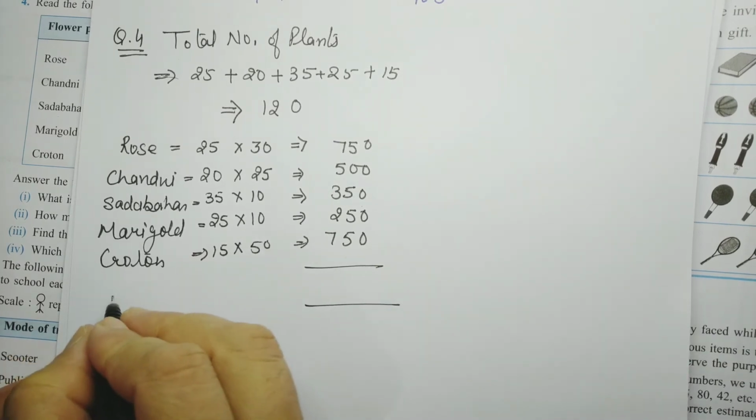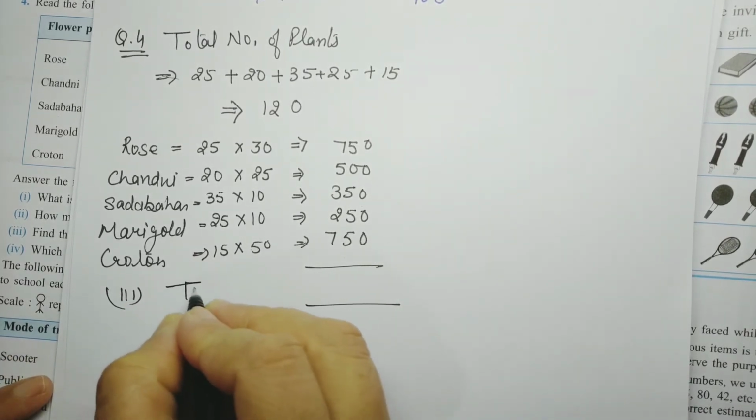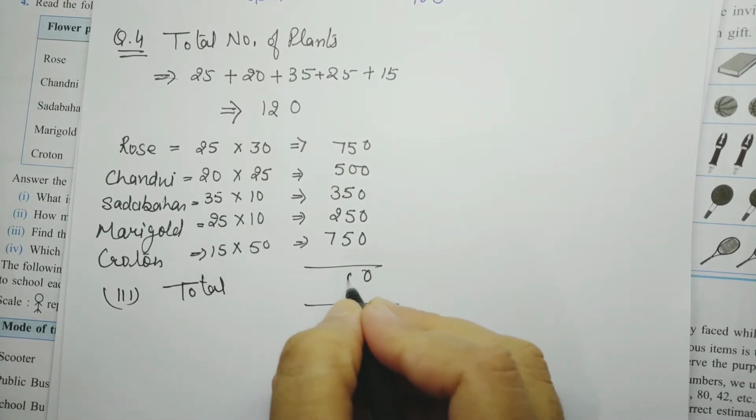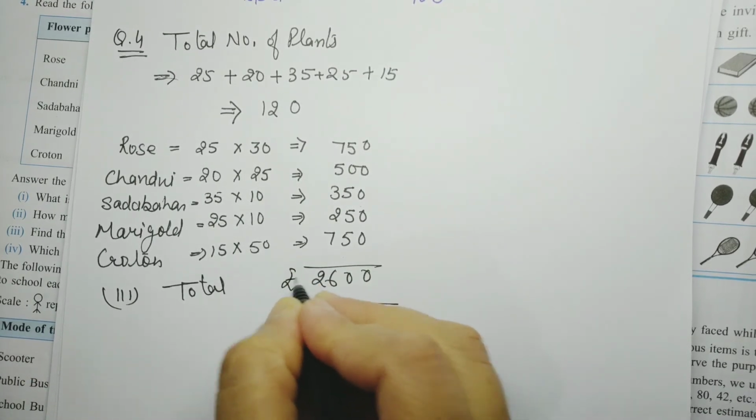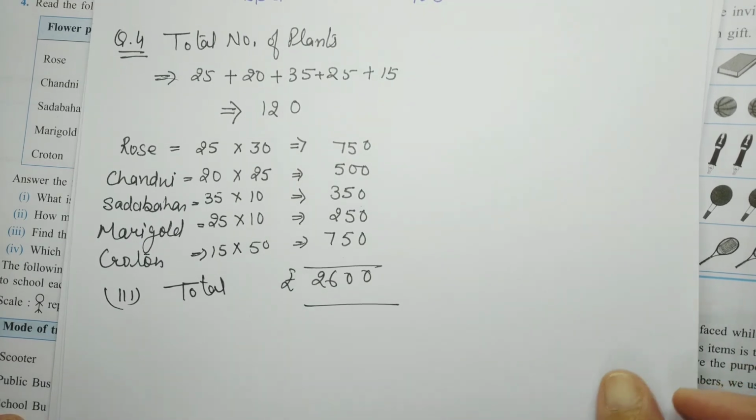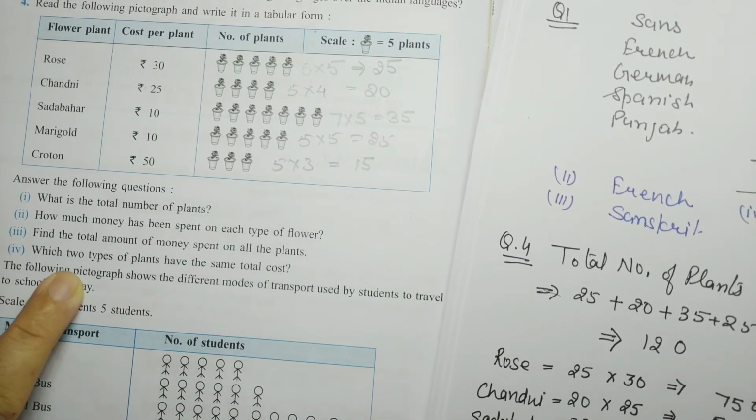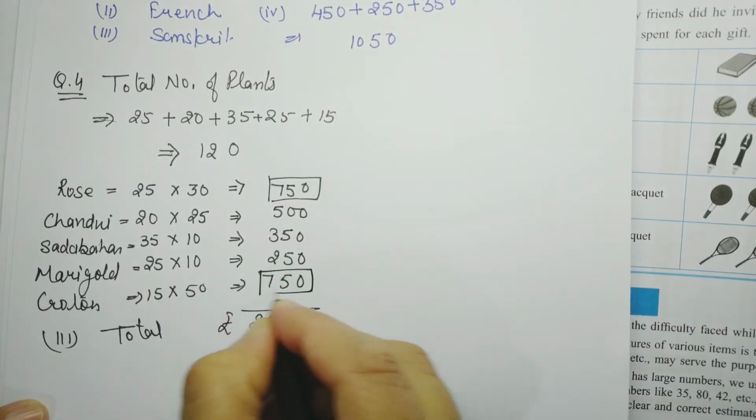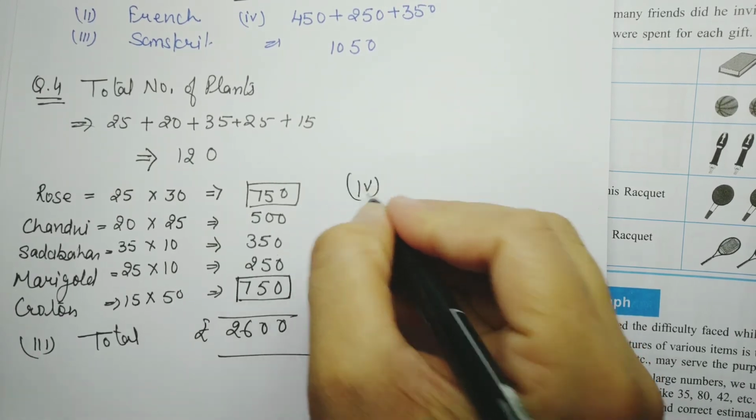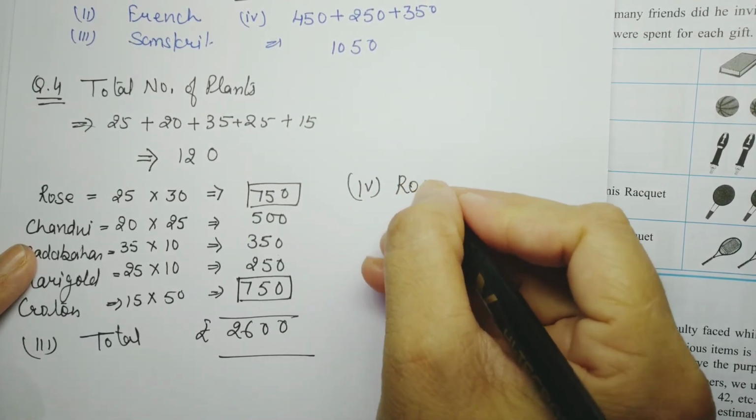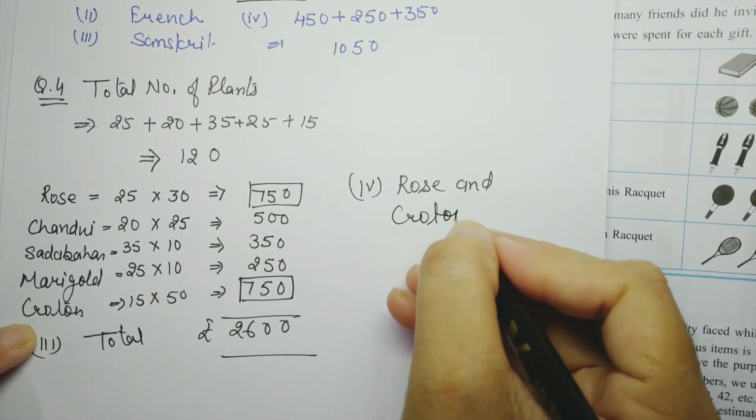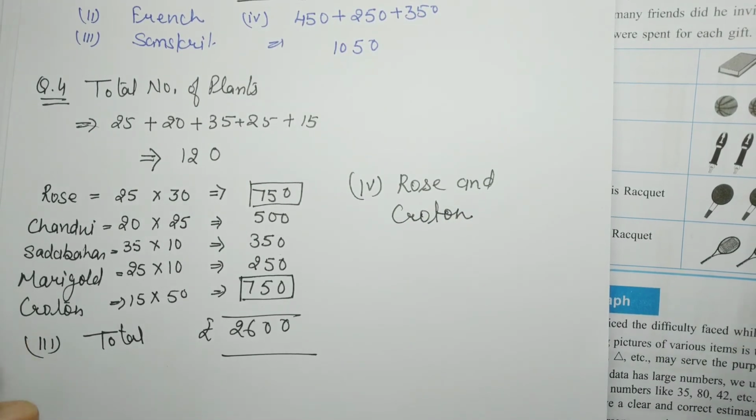To give the answer of the third point, the total money spent on all plants, when we add these, we get 2600. So total money spent overall is 2600. Fourth question, which two types of plants have the same total cost? So the same total cost is here 750 and 750. So the fourth question answer is rose and keratin. These two plants have the same cost.